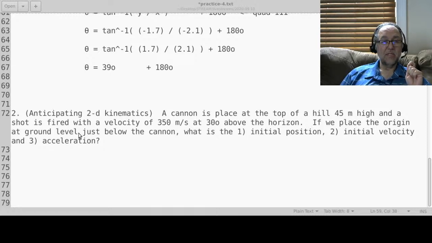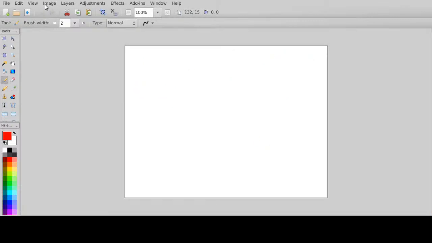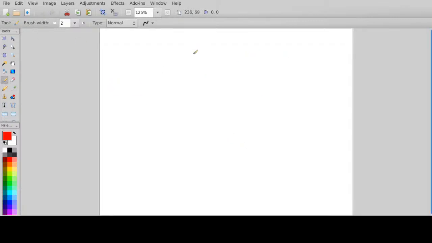And I'm asking you to place the origin at ground level directly below the cannon. Okay, again, I'll draw what that looks like, and I want the initial position, initial velocity, and acceleration. I think it's sufficient just to show you the initial position. Actually, now that I think about this, because the point of this is to show you why these things must be vectors. Okay, so let me switch again to my other whiteboard here, and let me start with a fresh image, and let me zoom in like that.